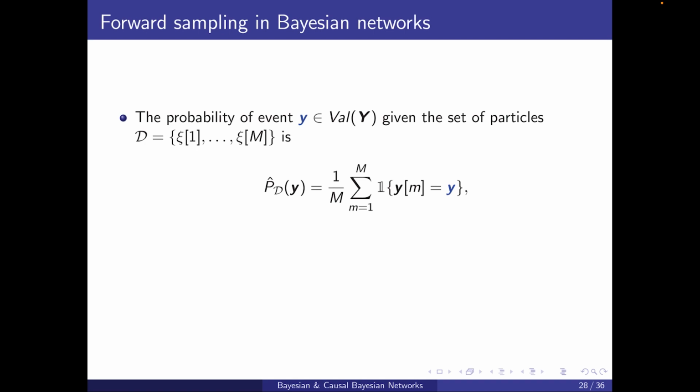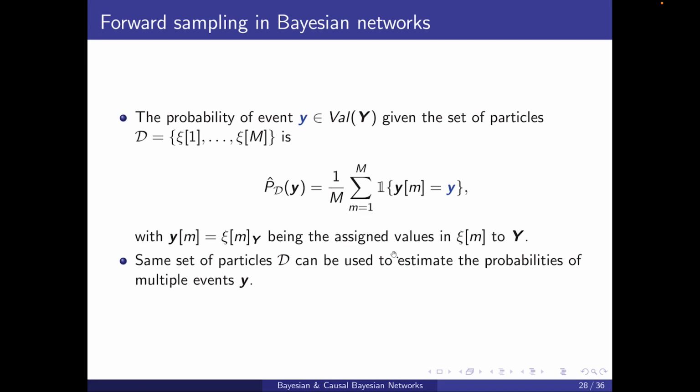Okay, so the probability of event y, given the set of particles D, 1 to capital M, can be calculated in this way. I'm putting a hat because it's approximating the probability of interest, and we have D here because it's based on this data set. This will be the average, 1 over M, of the number of times that our particles matched the event of interest. Okay, so we just count. This is basically counting the total number of times we had the event of interest appearing in the data set divided by the total number of instances. And this notation means that y[m] is extracting the values of the set of variables y from instance m.